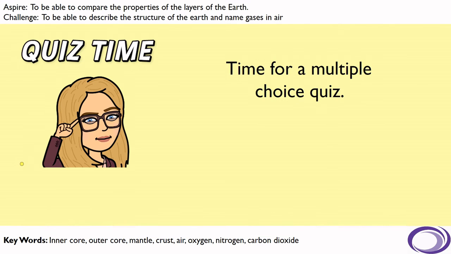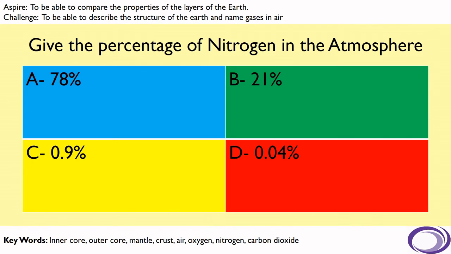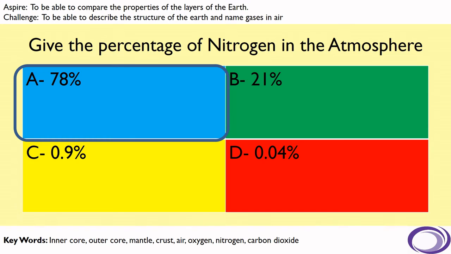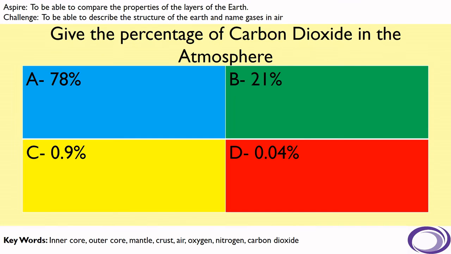Seen all of that, it's time for a quick multiple choice quiz. So first, I'd like you to give the percentage of nitrogen in the atmosphere. Your choices are A, 78%, B, 21%, C, 0.9%, or D, 0.04%. And the answer is A, 78%.